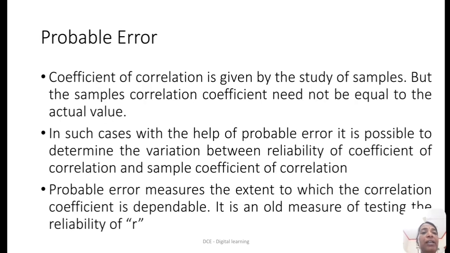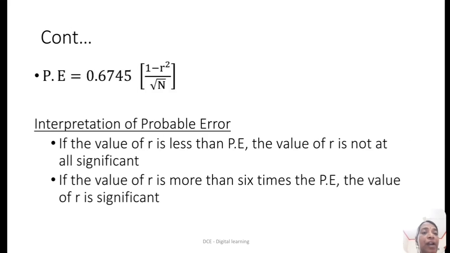So what is probable error? Coefficient of correlation is given by the study of samples, but the sample correlation coefficient need not be equal to the actual value. In such cases, with the help of probable error, it is possible to determine the variation between the reliability of the coefficient of correlation and the sample coefficient of correlation. So, probable error measures the extent to which the correlation coefficient is dependable. It is an old measure of testing the reliability of R.